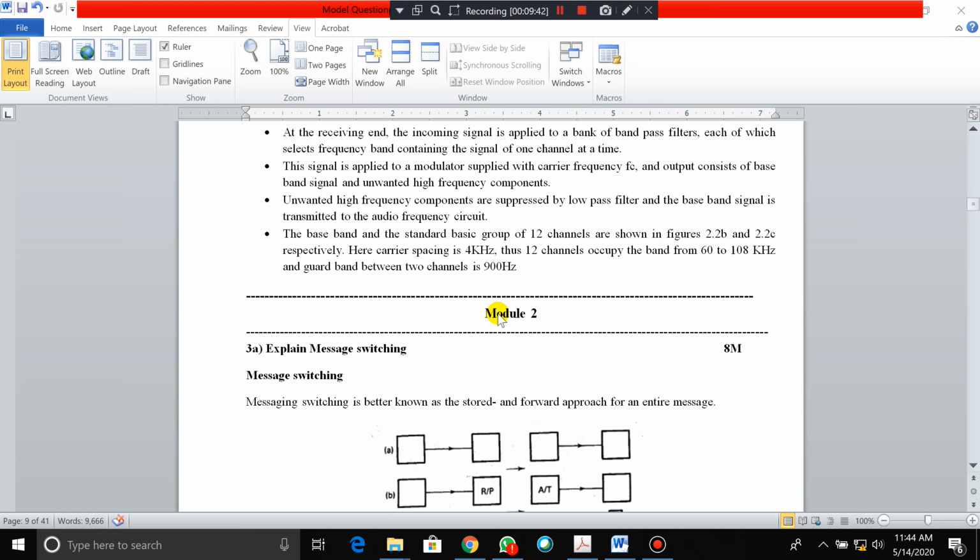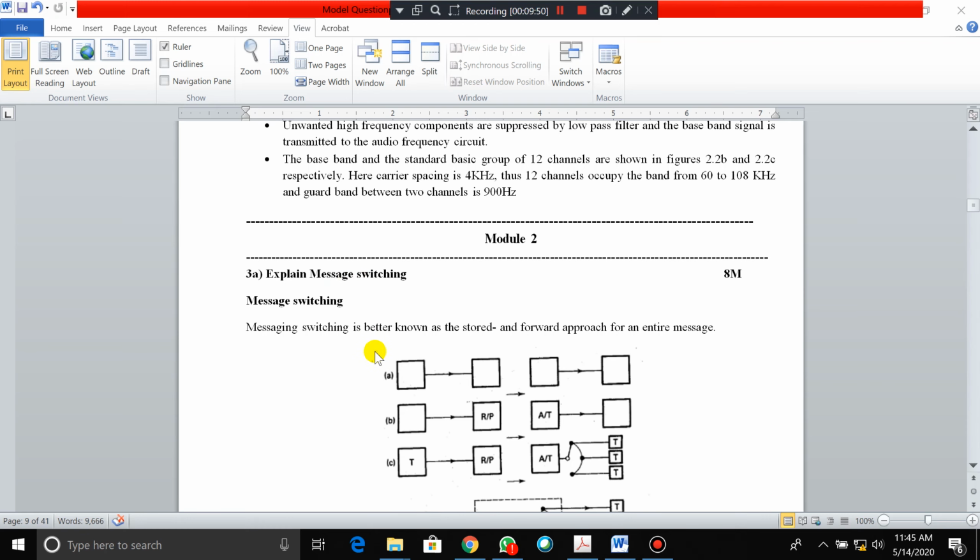In module number 2, as I told you when we were discussing it, message switching and circuit switching are a very important part. They may ask you to explain message switching, or explain circuit switching, or explain the differences between message switching and circuit switching, like some 5 points. So it is an important topic.